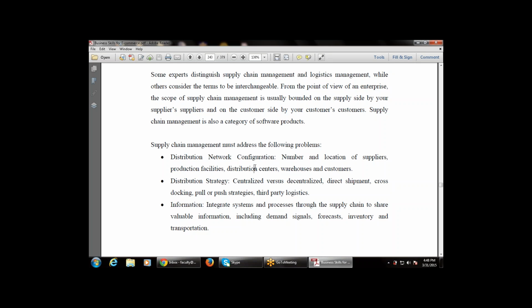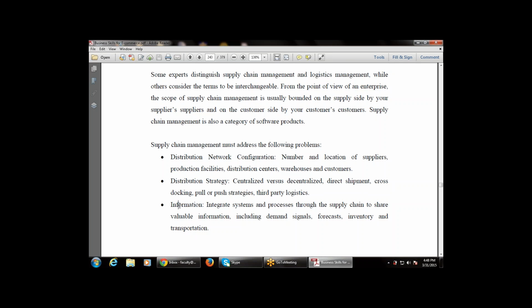Then distribution strategy. This is the next problem. What strategy of distribution must be taken care of is also covered by supply chain management. Whether to use centralized or decentralized, direct shipping, cross docking, pull or push strategies, third party logistics.